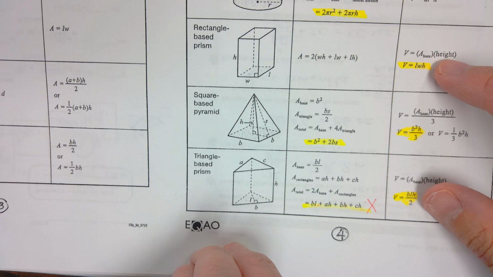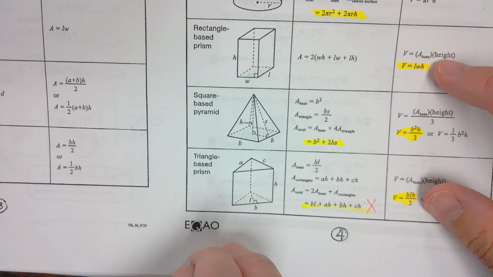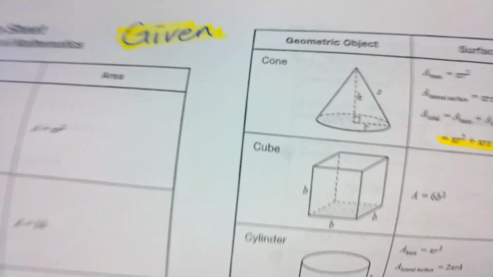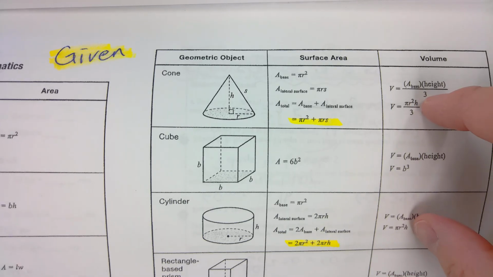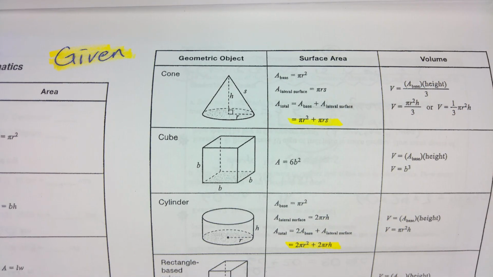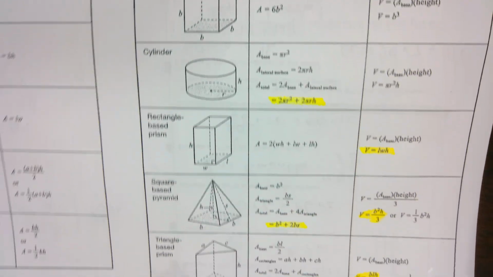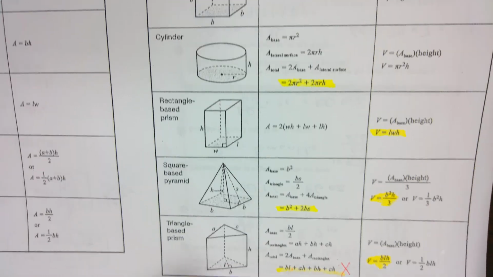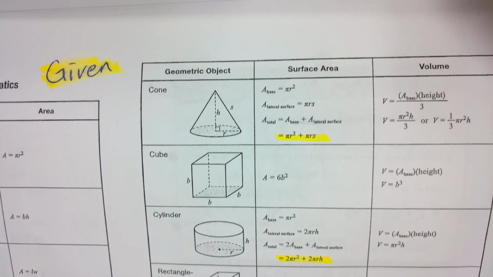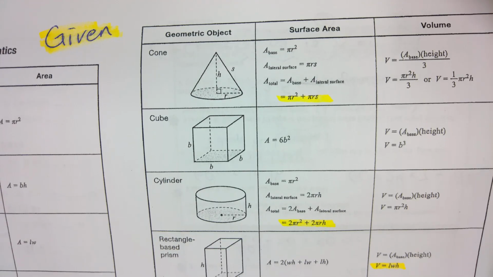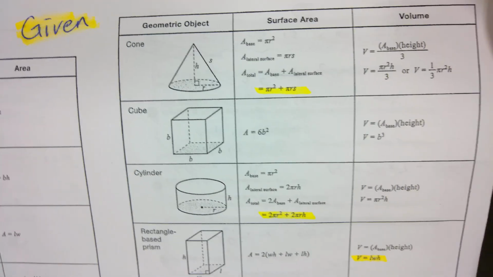What's the connection between volume of a rectangular prism and volume of a triangular prism? For triangular prism, we divide by 2, right? So the connection between them is 2. Connection between these two is 3. Connection between the cylinder and the cone is 3. Does the same apply to surface area? Take a look at the formulas. Does the same relation apply to surface area? No. Only for volume. The connection is only for volume.